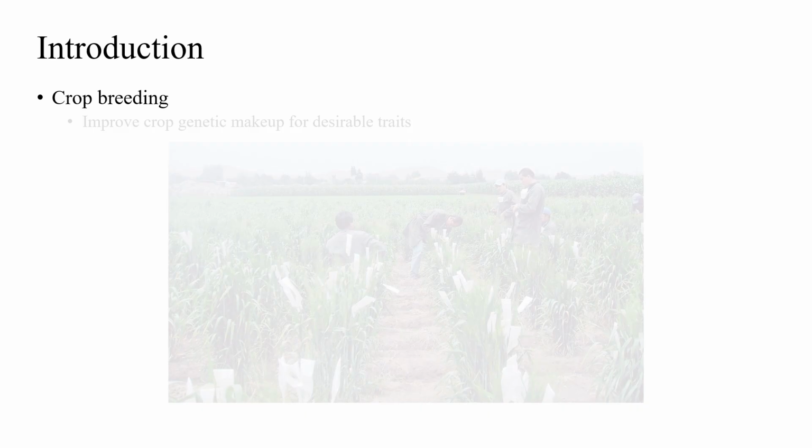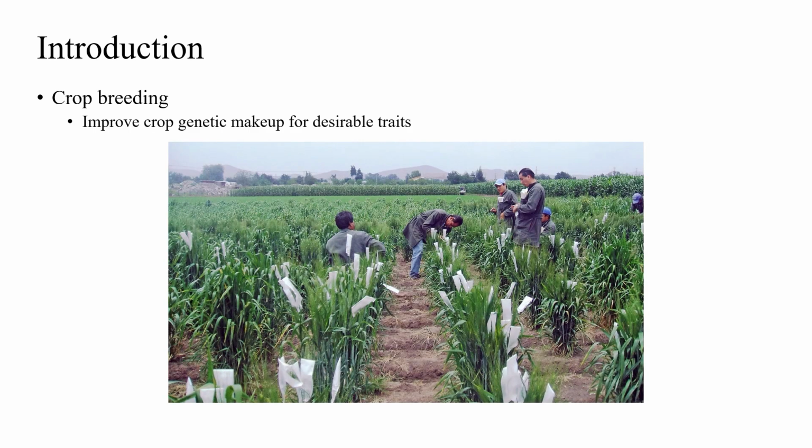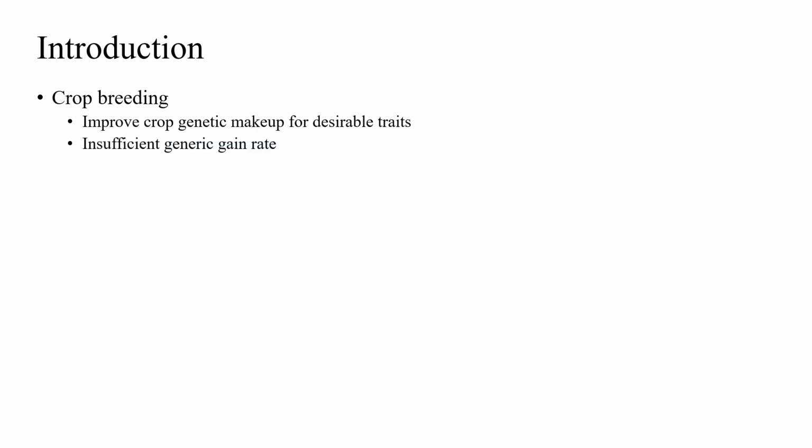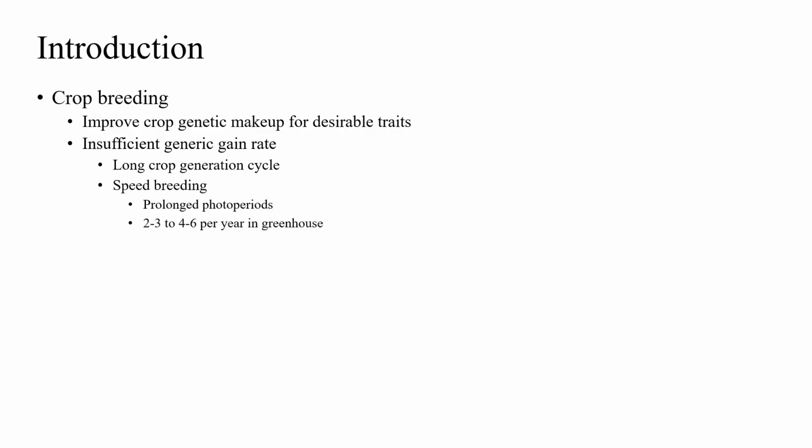Crop breeding aims to improve crop genetic makeup for more desirable traits such as higher yield. However, the improvement rate of modern crop breeding in terms of genetic gain is insufficient for the 2050 challenge. Partially, this slow improvement rate is due to the long crop generation cycles. As a potential solution, a newly emerged method, speed breeding, utilizes prolonged photoperiods and can increase the generation cycles of certain crops in greenhouses from 2 to 3 to 4 to 6 per year.